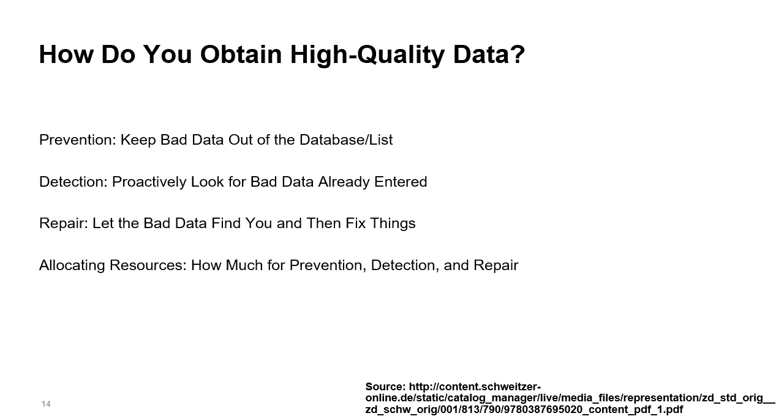It is usually less expensive to find and correct errors early in the process than it is in the later stages. A much better mix of resources would be prevent 45%, detect 30%, and repair 25%.